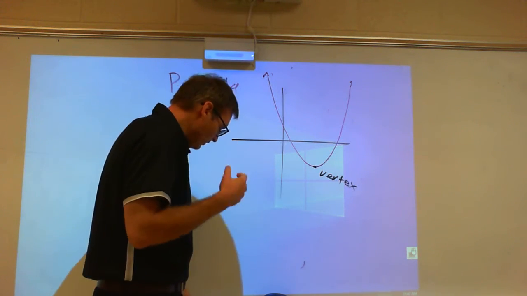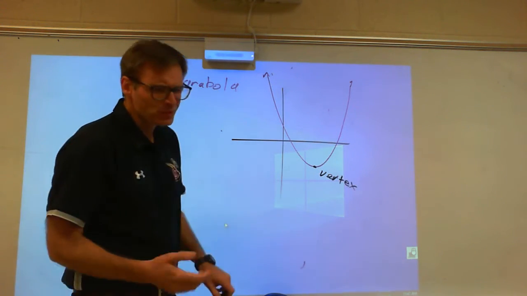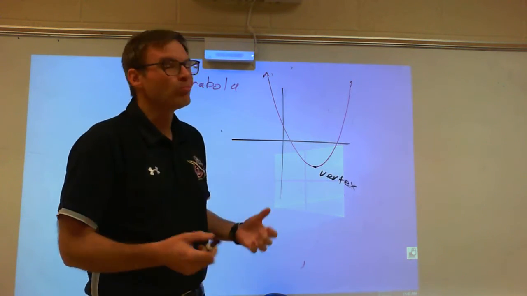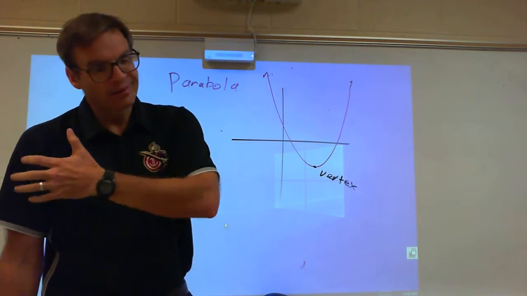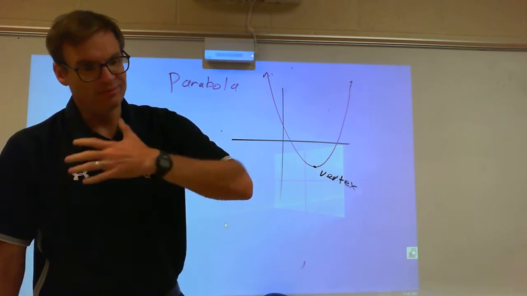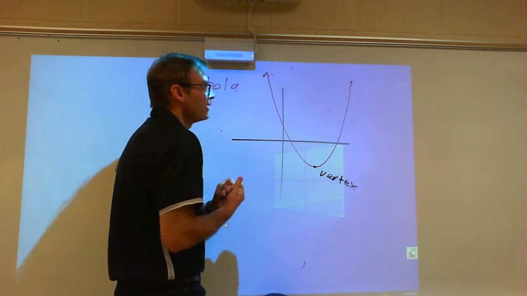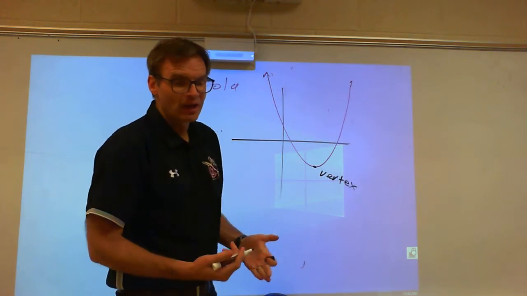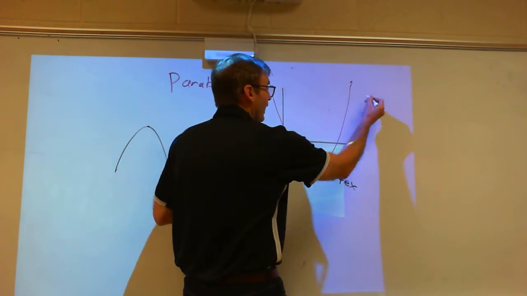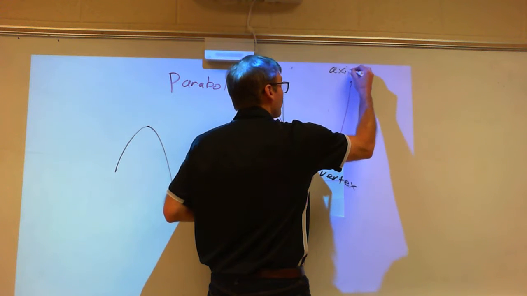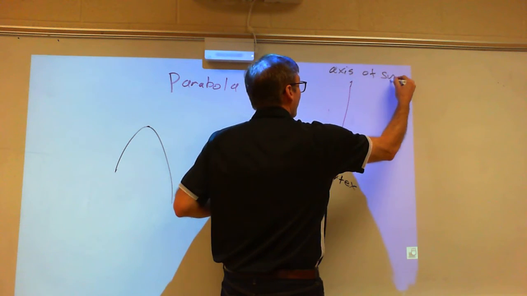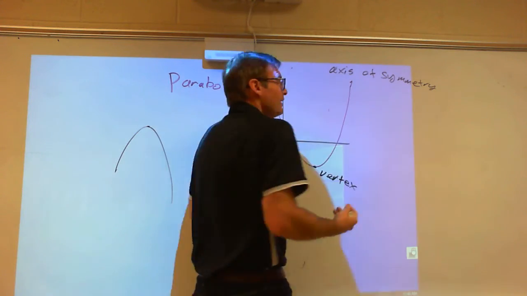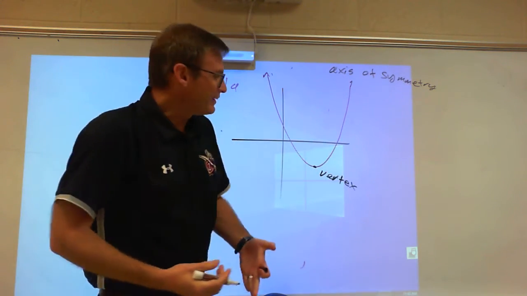Some textbooks make a big deal about this. Honestly, I don't think it's that big of a deal, but since the textbooks make a big deal about it, and everything else, I need to talk about it. And that's called your axis of symmetry. Your axis of symmetry, it's that line that cuts it exactly in half.